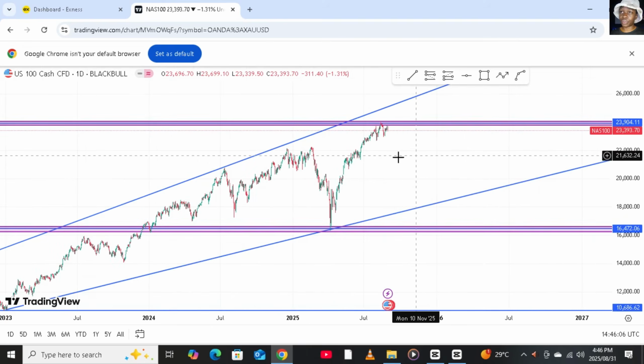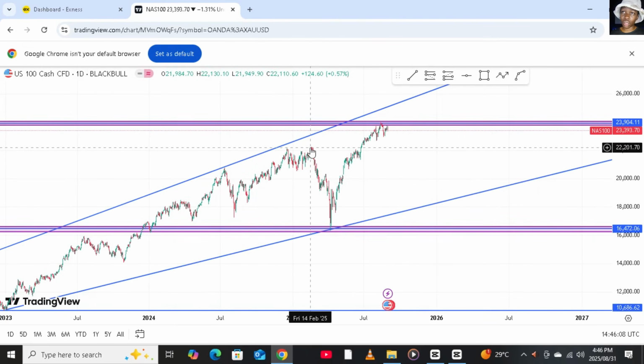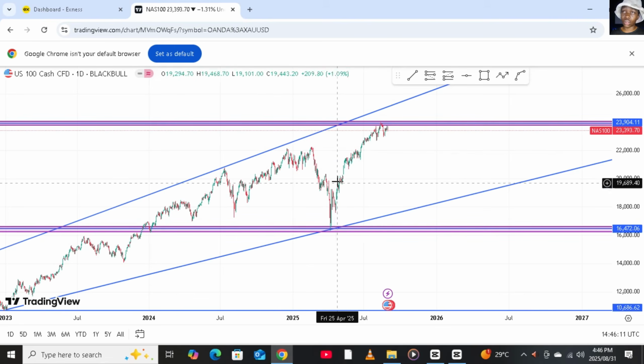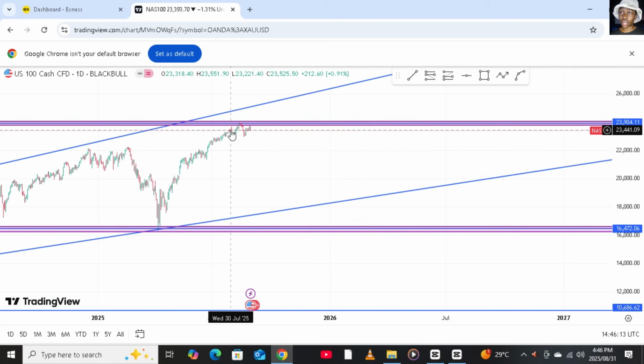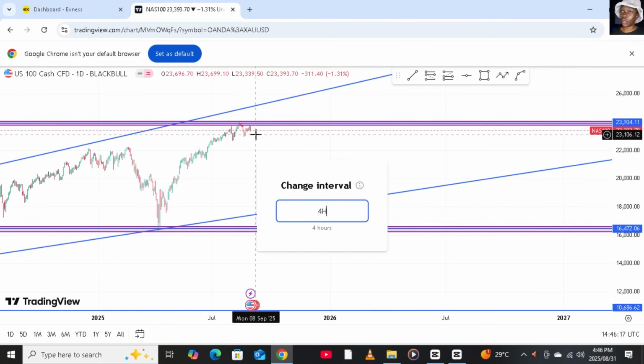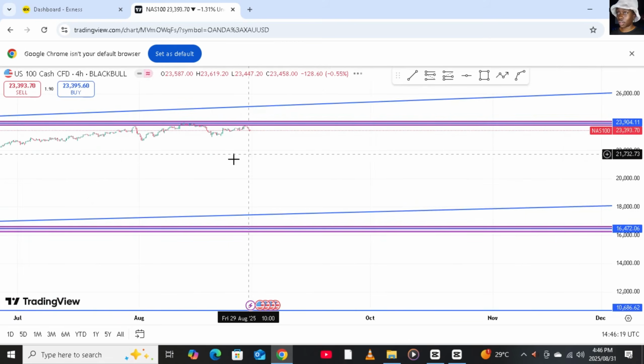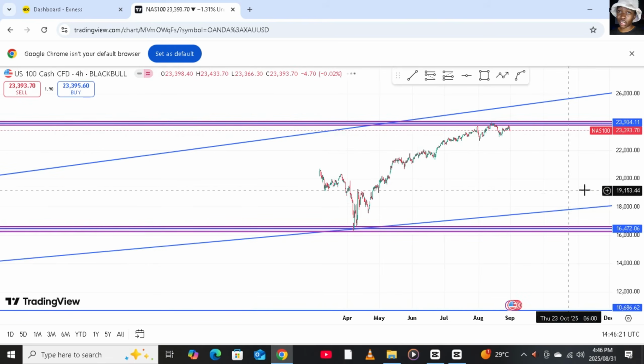Let's just continue. We have a double top right here. Check the sell. And right now I'm seeing an inverse head and shoulders. So you know what's coming, guys.